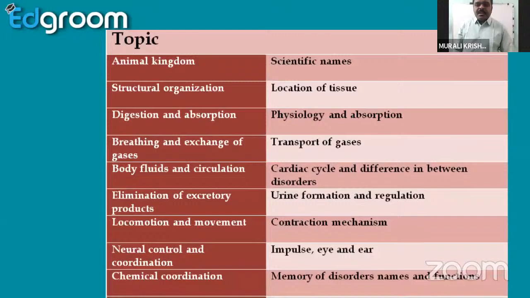Locomotion, that is muscular contraction theory. Every student has doubts regarding this, right up until the examination, that we have to resolve. And next one is neural control and coordination, impulse, and eye and ear. Many students have some ambiguity and questions about the functioning of eye and ear. And memory condition is very important for this chemical coordination.